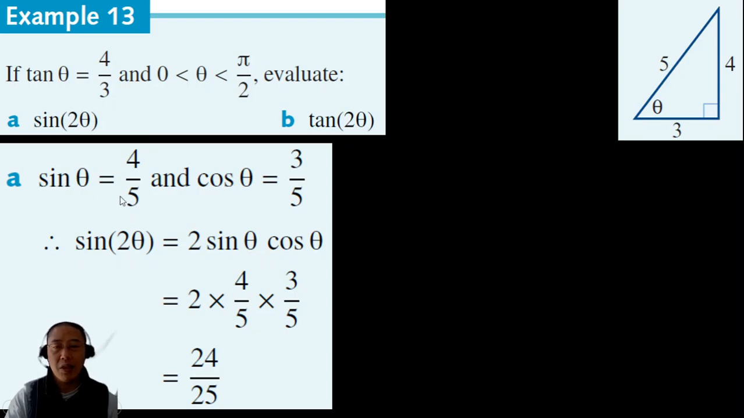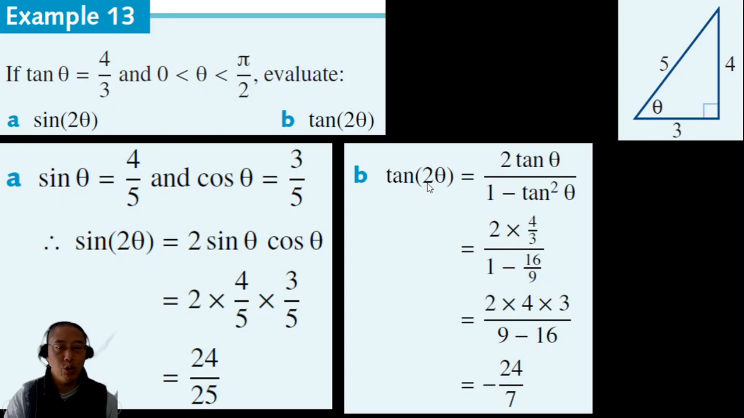So once you have sine theta and cos theta, you can use a double angle property to determine sine and tangent. So here we have sine of 2 theta. You use the expression, you substitute, you simplify your answer. And we do the same with tangent of 2 theta. It's 2 tangent theta over 1 minus tangent squared. You substitute and you simplify.